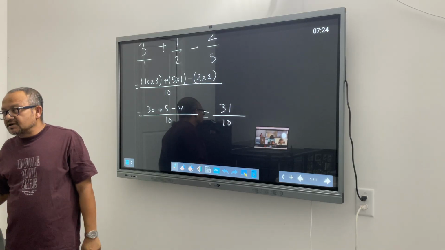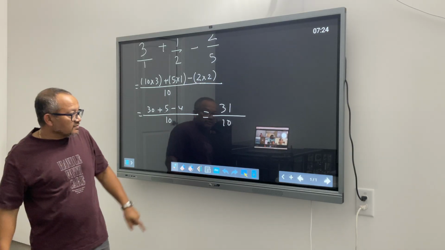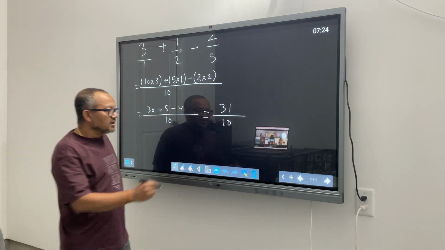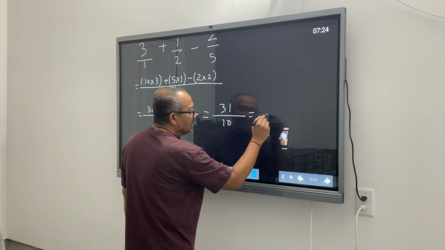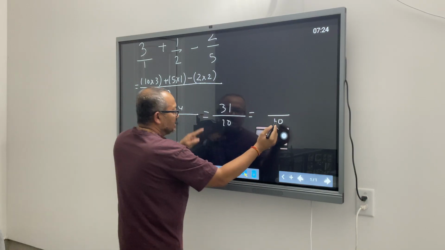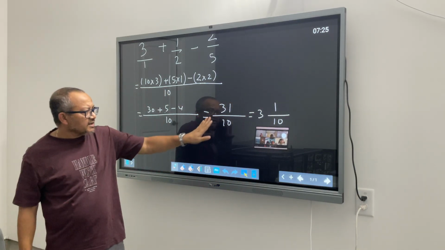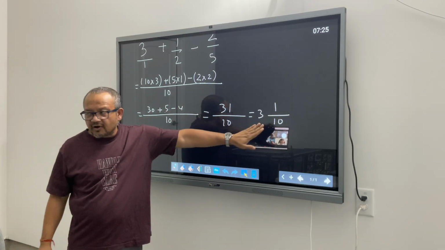This is the answer that we are supposed to get. Now you will say, this is an improper fraction. You want to convert that to a mixed number. You will say, okay, fine. I can say 10 here. 10 times 3 is 30 plus 1. So you can write this fraction in this form also.